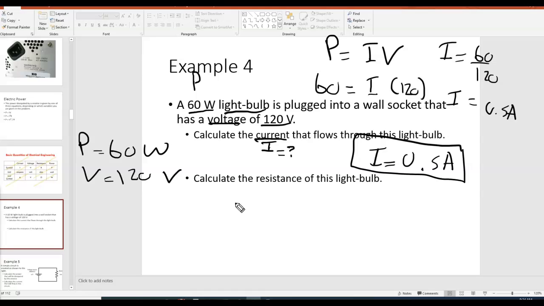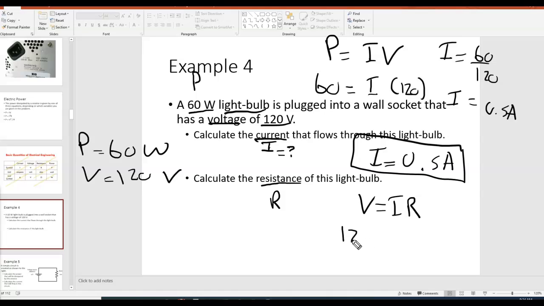Now the second part of example 4 says calculate the resistance of the light bulb. So now we want to use an equation that has R. Now in these 2-step problems, now that we have P, I, and V, we can use any equation we want as long as it has R in it. Okay, so what I'm going to do is use Ohm's law, V equals IR, but we could use one of the other power equations that has resistance in it as well. I'm just going to use this one just because it's a little easier.